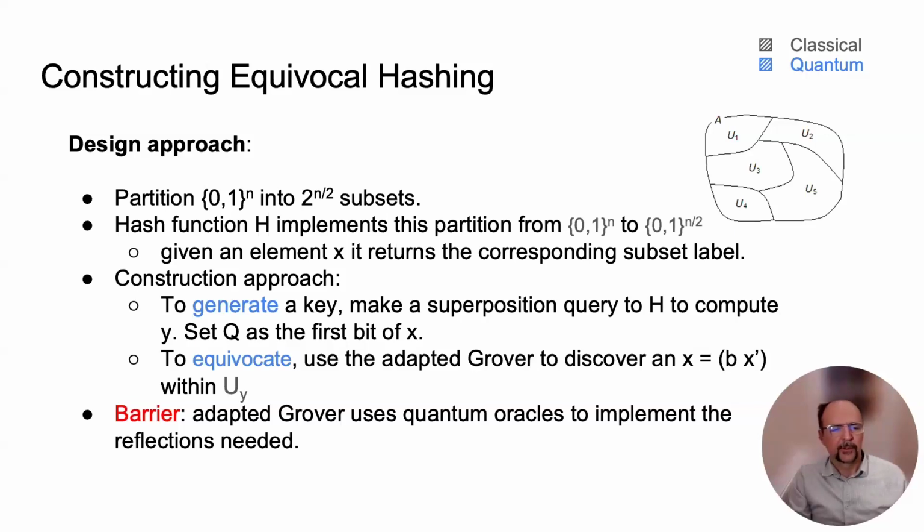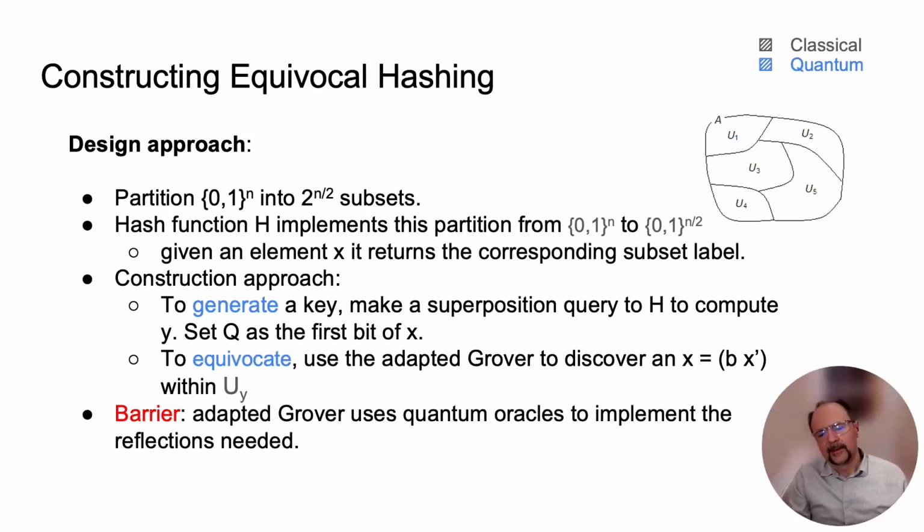And the construction approach would be to generate the key as just a superposition query of H to compute Y, and our secret key is going to be that superposition. We're going to set the predicate Q to be just the first bit of X, and then to equivocate, we're going to try to use this idea of adapting Grover to discover an X value that matches the bit that we want to equivocate, and of course the remaining pre-image of our Y value.